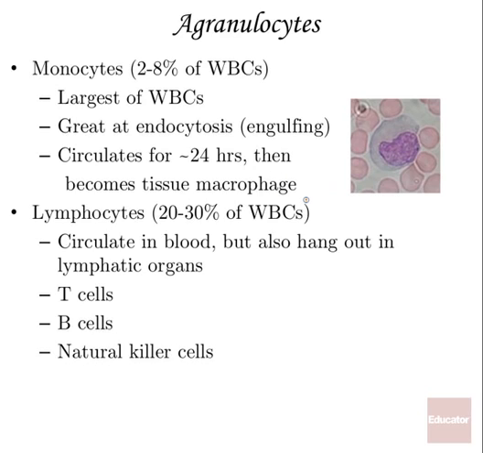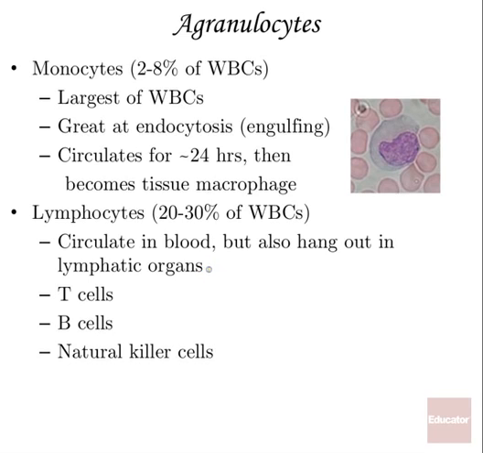A macrophage means giant eater. Like I said, they are quite large, and macrophages, you'll find roaming around in tissues, eating up stuff that shouldn't be there. Lymphocytes are about 20 to 30% of white blood cells. They circulate in the blood, of course, but they also hang out in lymphatic organs like the spleen.